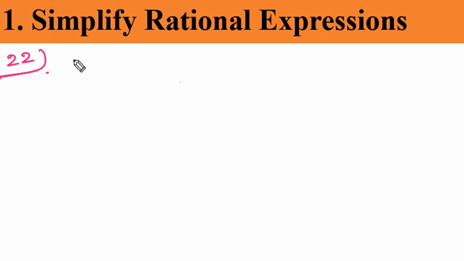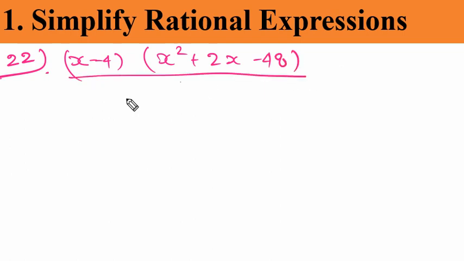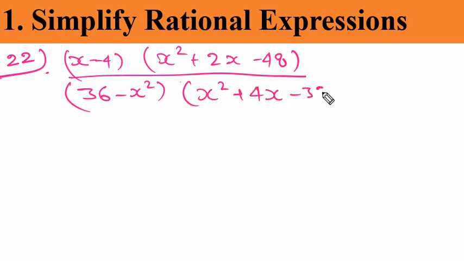Okay, question number 22: x minus 4 over x squared plus 2x minus 48, divided by 36 minus x squared over x squared plus 4x minus 32. So what will I do? Again, I will just factor. And how will I factor? I will leave it the same as it is.